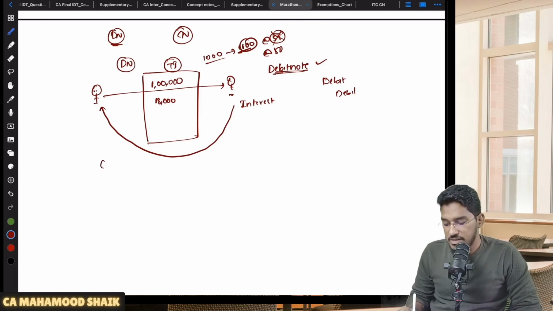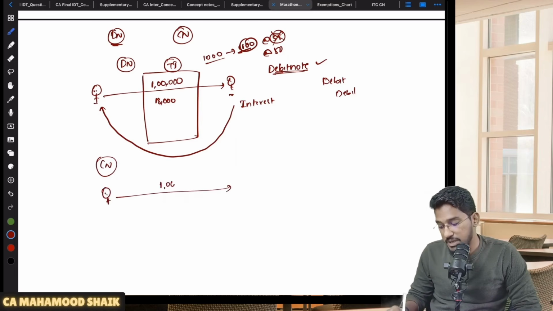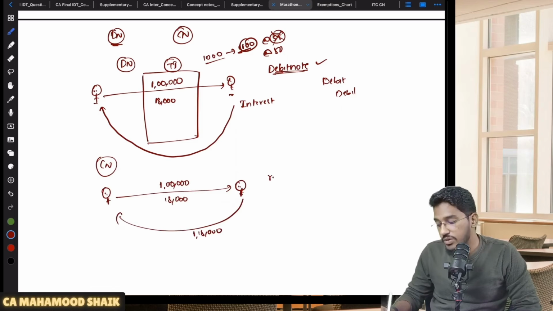On the other hand, the reverse is a credit note. What is a credit note? Let us say, for example, you are a supplier. You made him some supply amounting to 1 lakh rupees, charging 18,000 rupees of GST to the recipient. Now he is actually owing you 1 lakh 18,000 rupees, but you want to reduce that amount.